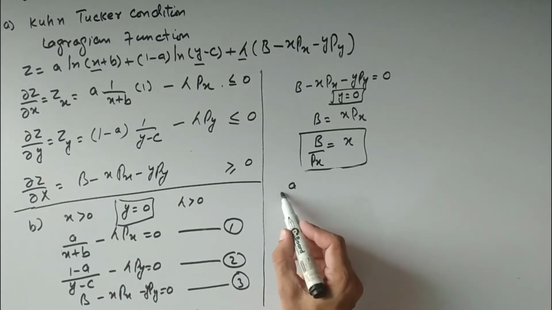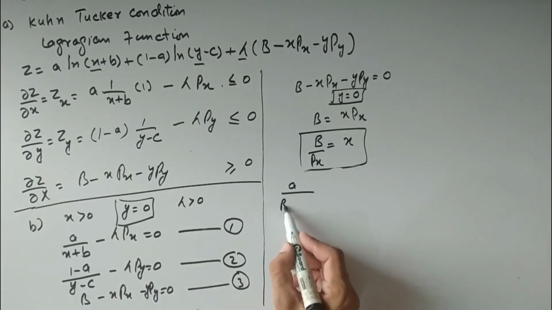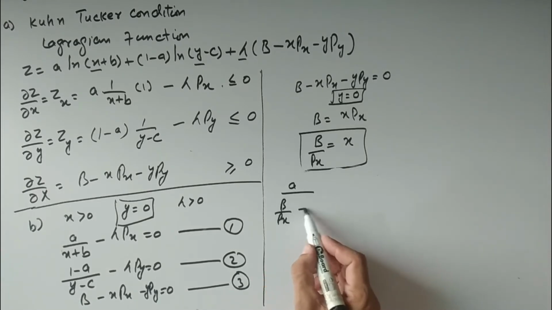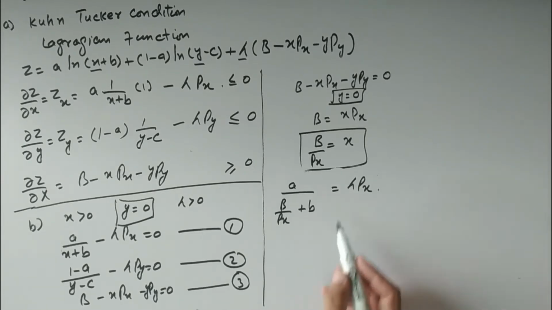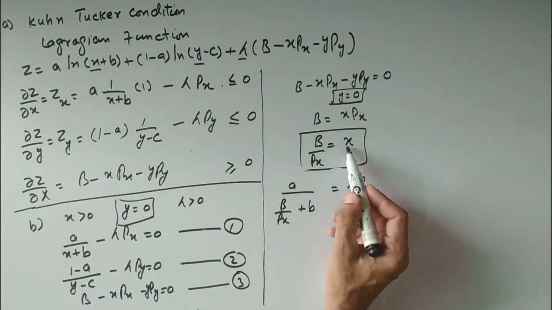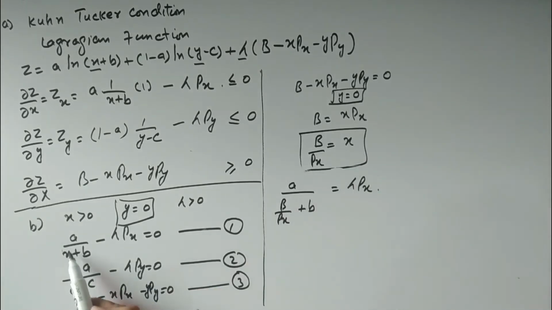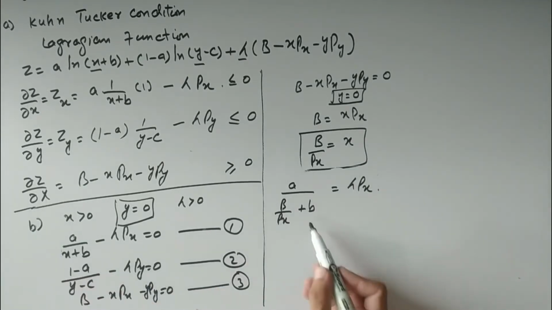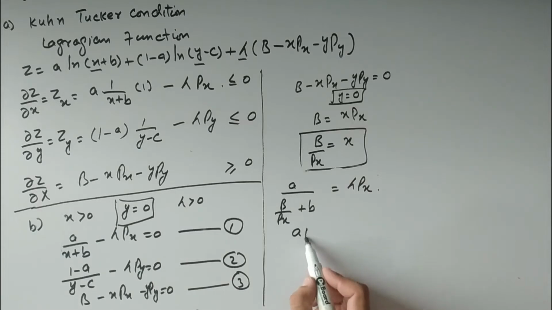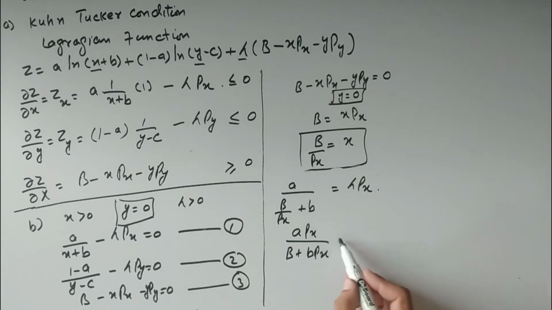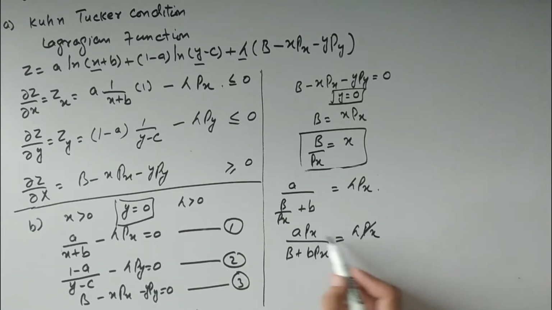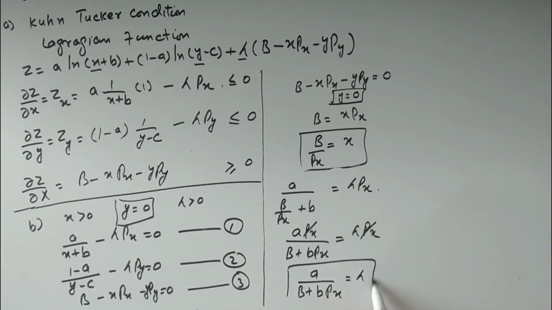So a upon b upon p of x plus b equal to lambda p of x. What I have to do? I just have to put the value of x in equation 1 here. So I can write it a into p of x upon b plus b p of x, that is equal to lambda p of x. This will be a cancel out. So lambda will be a upon b plus b p of x. This will be a lambda.